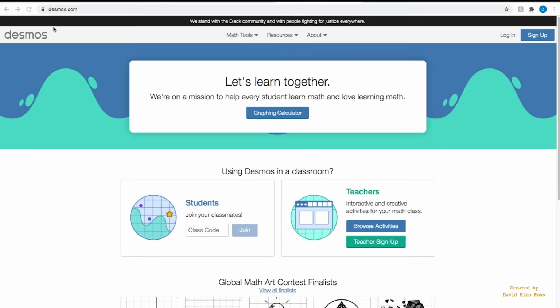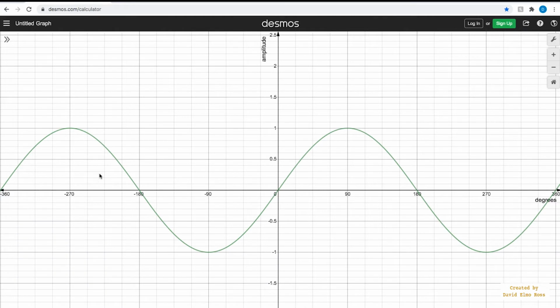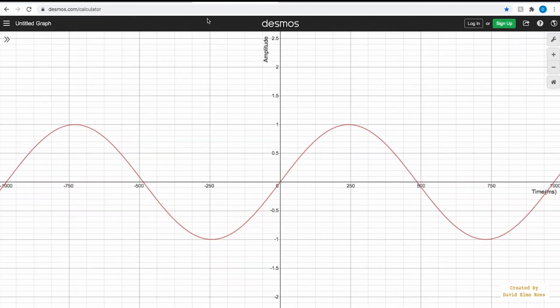Now there are a number of places online that allow you to graph various functions. One is called desmos.com, which allows you to use a graphing calculator. And it comes up with a grid here and allows you to create things such as a sine wave here that's in degrees. It allows you to create a sine wave that's using radian measure. And it can also allow you to create one that's using a time base, say in milliseconds versus amplitude here. So there are various ways to do this without having to use your own graphing and sketching. Let's take a look at this one here.